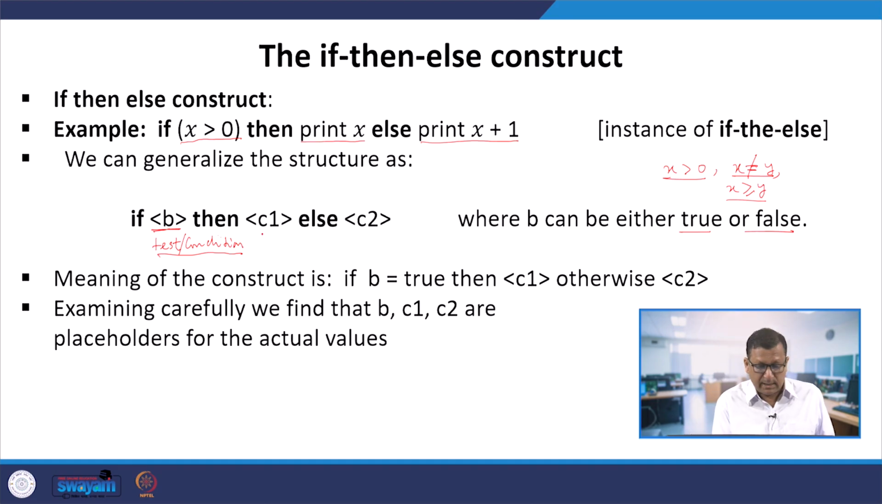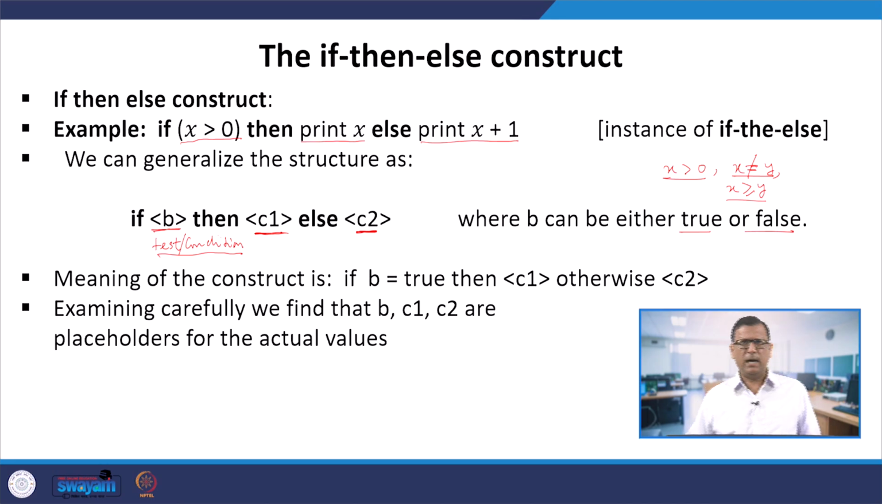If it is true, then the statement or the command given at this position, denoted by lowercase c1, will be performed. If it is false, then the statement given at lowercase c2 will be performed. So in this case, from the general structure we see here b is the condition x greater than 0. This is the actual program that we have written, x greater than 0. Here c1 is print x and c2 is print x plus 1. So the meaning of the construct is that if b is true, then we do c1, the command or statement given at c1, otherwise we do c2.